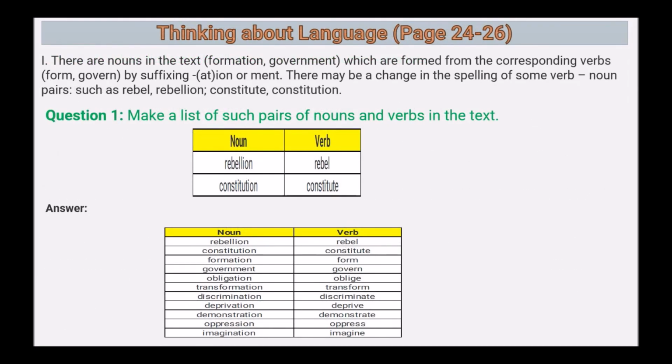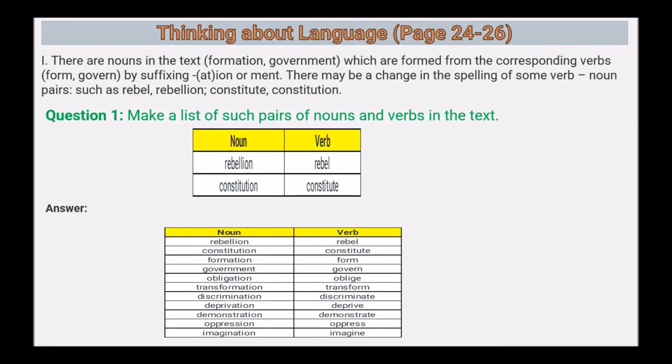There are nouns in the text, formation, government, which are formed from the corresponding verbs form and govern by suffixing A-T-I-O-N or M-E-N-T. There may be a change in the spelling of some verb-noun pairs such as rebel, rebellion, constitute, constitution. Make a list of such pairs of nouns and verbs in the text.